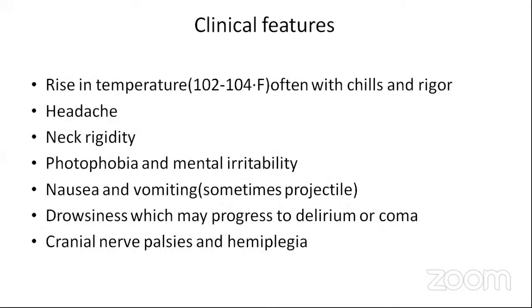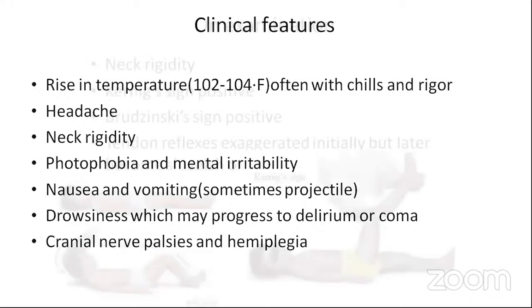So what are the clinical features you see in meningitis? There is rising temperature, which results in rigor, headache, and neck rigidity. There will be photophobia and mental irritability, nausea and vomiting, and drowsiness which may progress to delirium or coma. There can also be cranial palsies and hemiplegia.